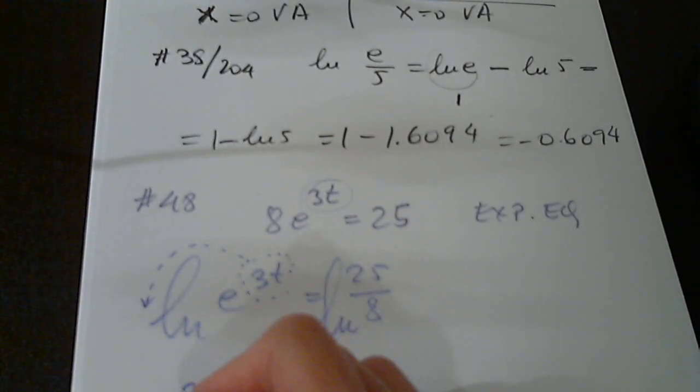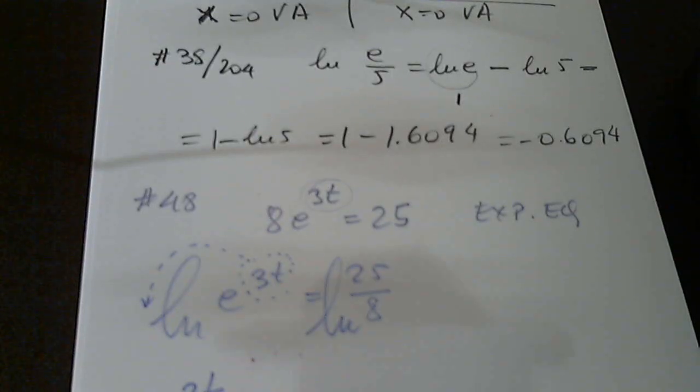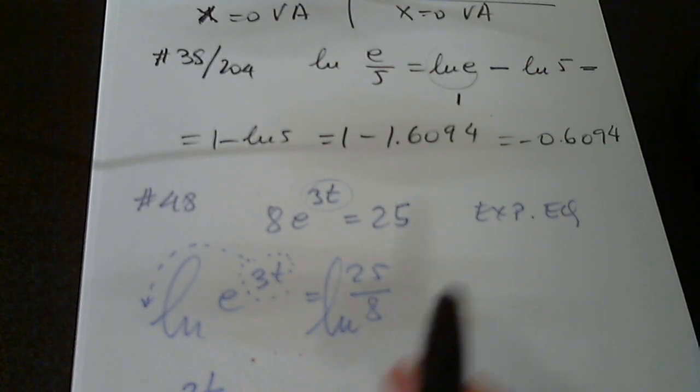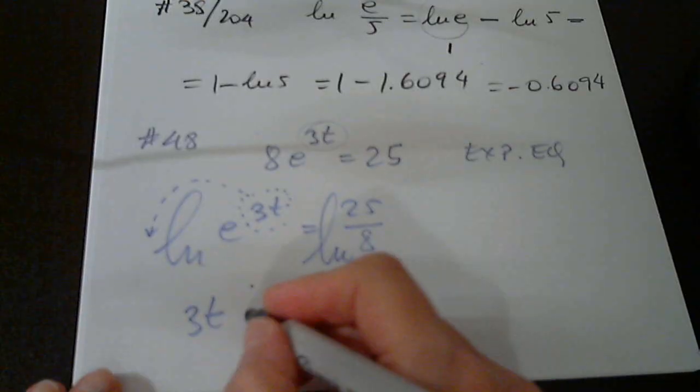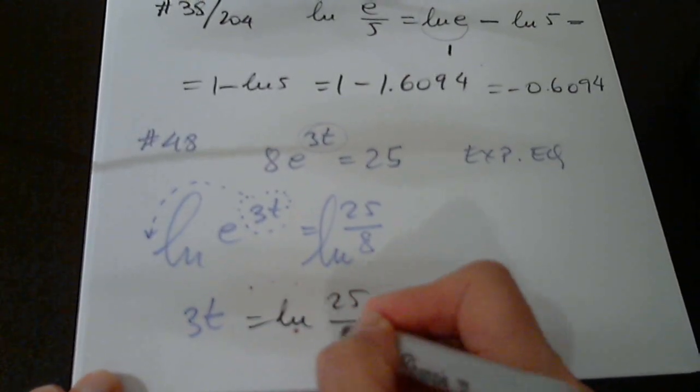So we get 3t times natural log e. But what do I know about natural log e? How much is natural log e? What does it equal to? 1. Yes. So you can forget about it. So this is natural log of 25 over 8.